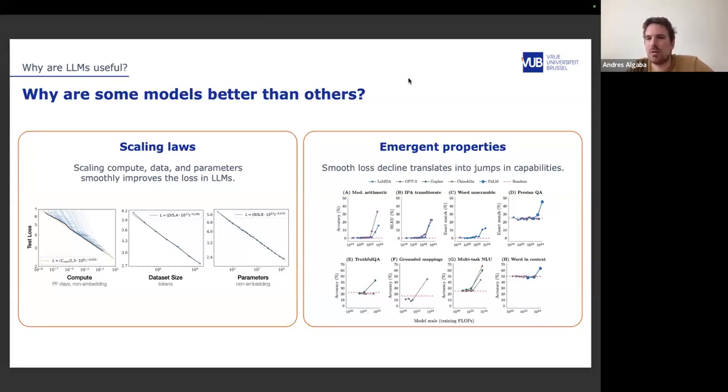The so-called properties or capabilities of the model seem to make jumps. What you see here on the y-axis is the performance on a certain task, and on the x-axis is the model size. What we actually see is that the performance of models often remains quite constant, and then it gets a sudden jump. And it seems that suddenly the model can do this.